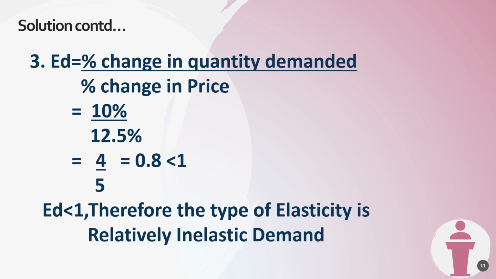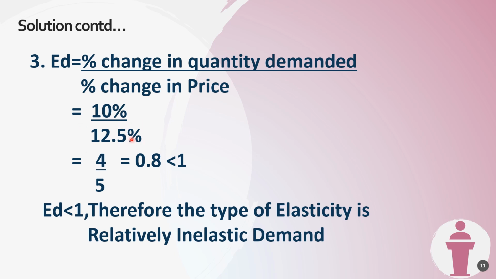Then we move on to the third step, which is elasticity of demand equals percentage change in quantity demanded upon percentage change in price. The percentage change in quantity demanded was already given. We didn't have to find that out. So we substitute that directly. So 10% divided by, we found out that the percentage change in price is 12.5%. So we substitute that in the formula.